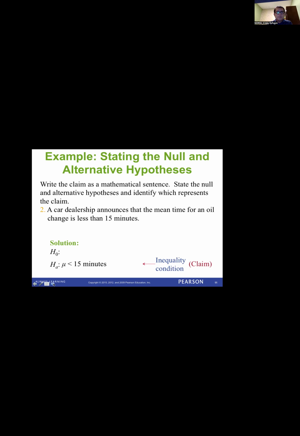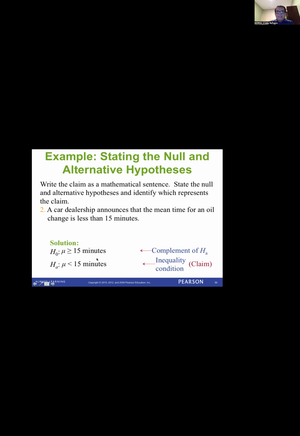So what is the complement of less than? It's greater than or equal to. So take note, the complement of less than is greater than or equal to. So we have now mu greater than or equal to 15 minutes. So we have now stated H0 and then HA.